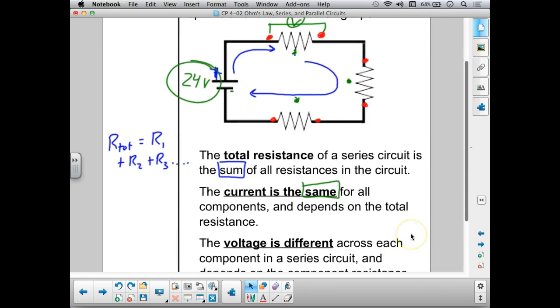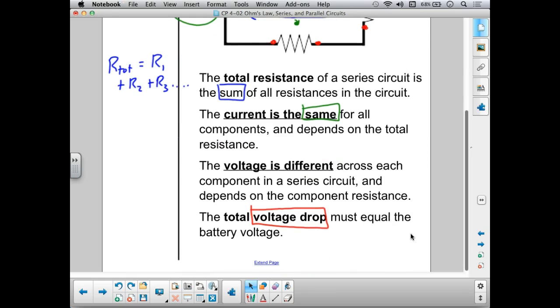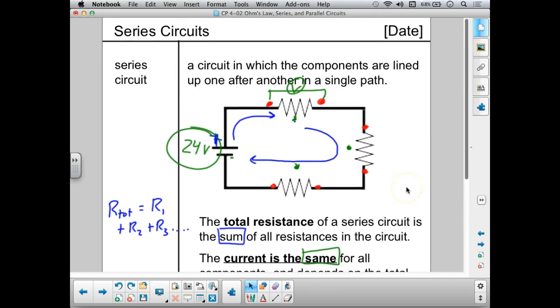So that helps. This defines a series circuit and tells us some things about a series circuit. Let's go on to see how we can use some rules to solve for the currents and voltages in a series circuit.